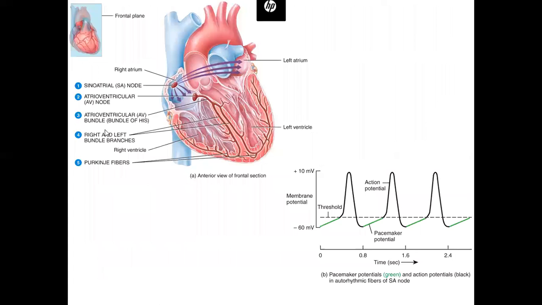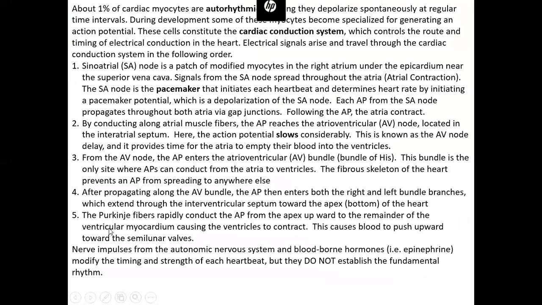After propagating along that AV bundle, we then see a fork come in the road, forming what's called a right and left bundle branch that carry that nerve signal all the way down to the apex, the point of the heart, through the interventricular septum, that wall between the two ventricles. And then finally, we use the Purkinje fibers to rapidly conduct the action potential from the apex upward to the remaining parts of the ventricular myocardium.